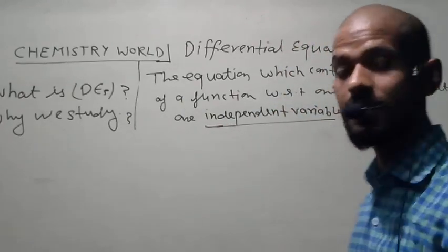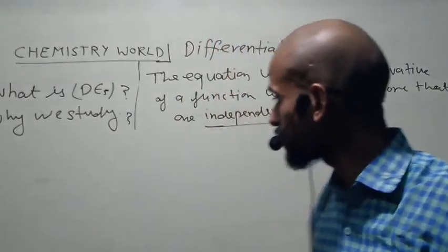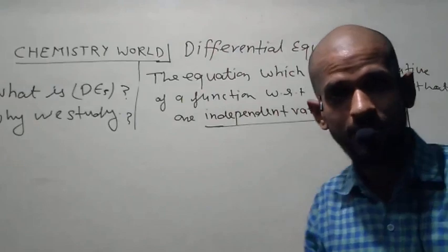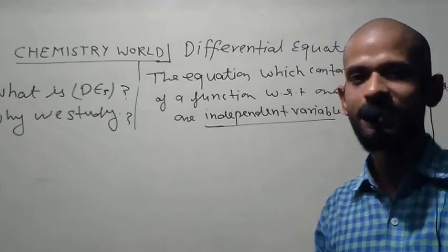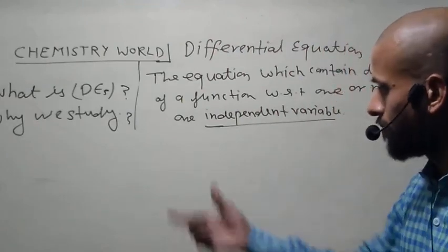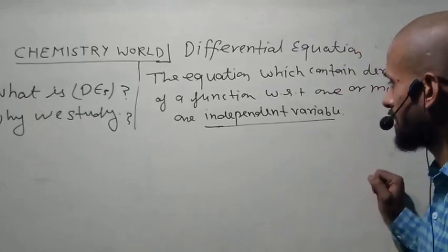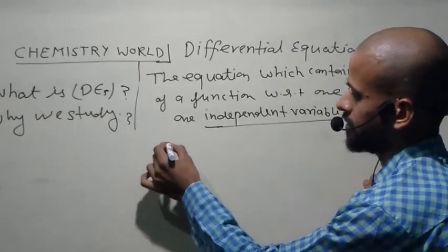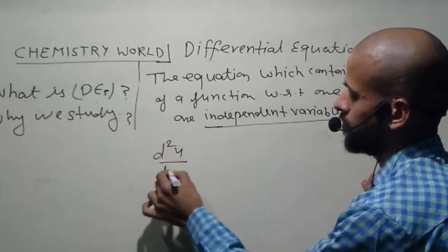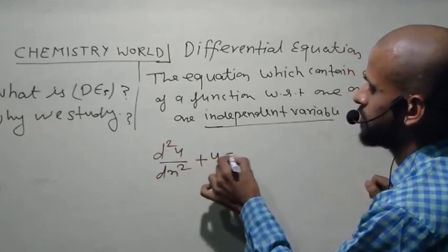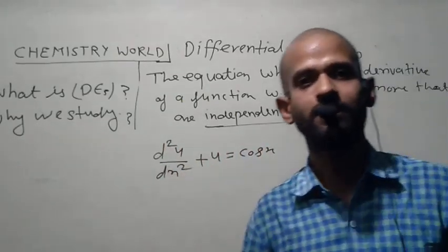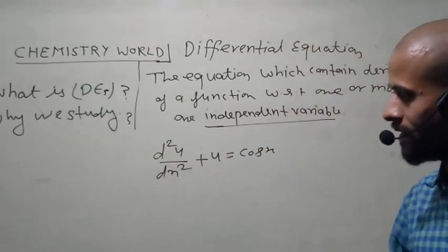What is meant by an independent variable? Variables are of two types: one is the dependent variable and another is the independent variable. By writing a differential equation, you can distinguish these variables. For example, d2u/dx2 plus u is equal to cos x. This is a differential equation because it contains the derivative of u.